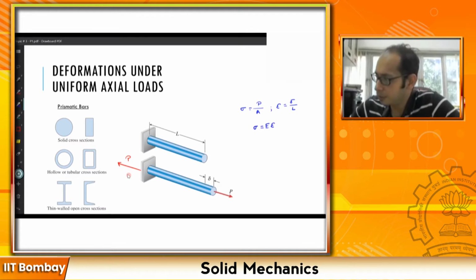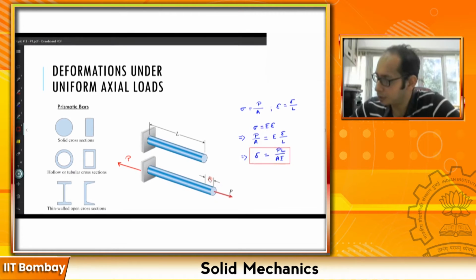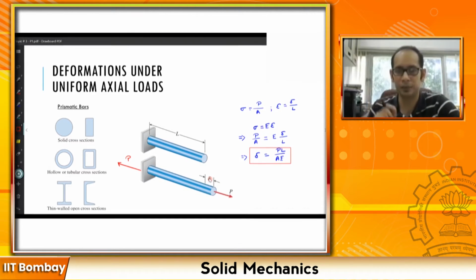Now, if I do a little bit of rearranging, let's see what we get. So we can write sigma as P divided by A. This will be equal to the Young's modulus times delta divided by L, right? So this further gives me, if I do a little bit of rearranging, my deformation delta, which is essentially this particular quantity over here, equals P times L divided by A times E, right? So this is an extremely important relationship that you have, that delta is equal to PL divided by AE.